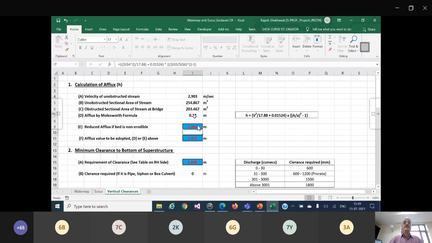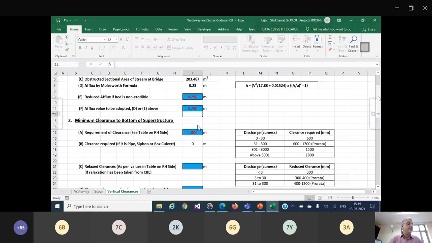So based on this 0.28 and 0.25, how much do you want to take? 0.25. We will take the lower one. And the requirement of clearance, again, depends on design discharge. Our design discharge in this case was 730. For 730, clearance is 1500 from here. So you will need 1500 mm clearance.